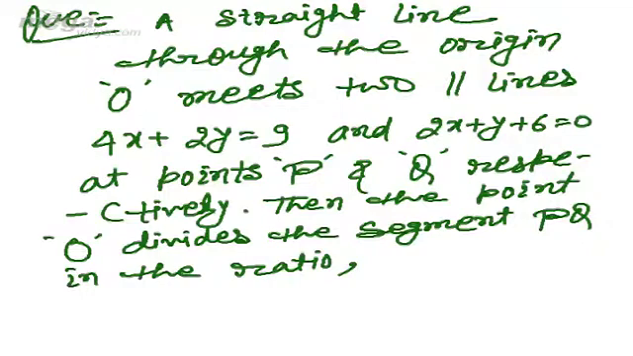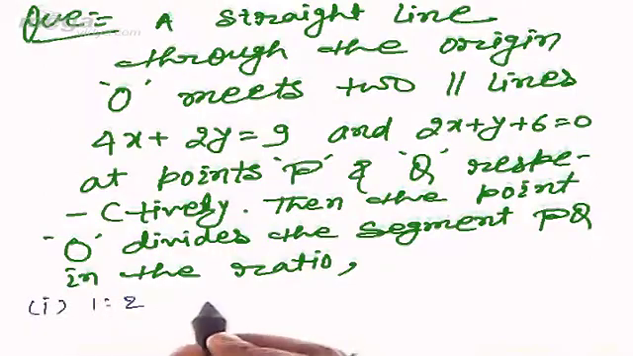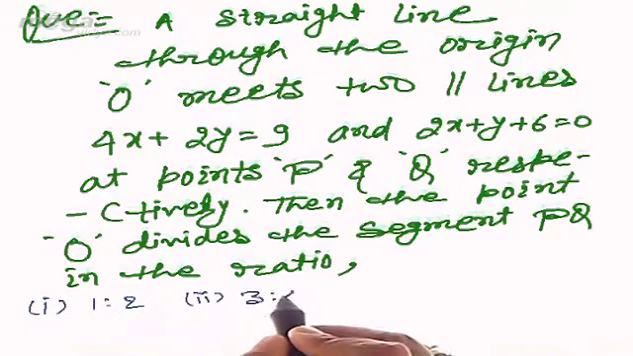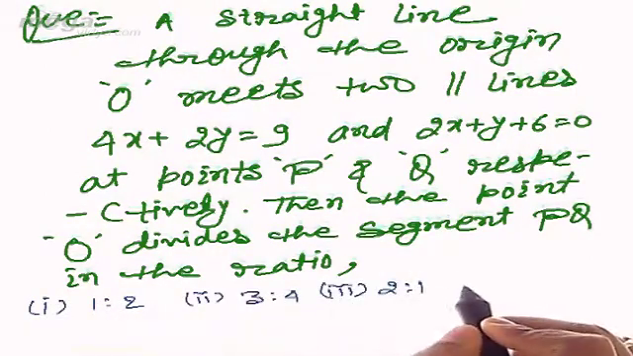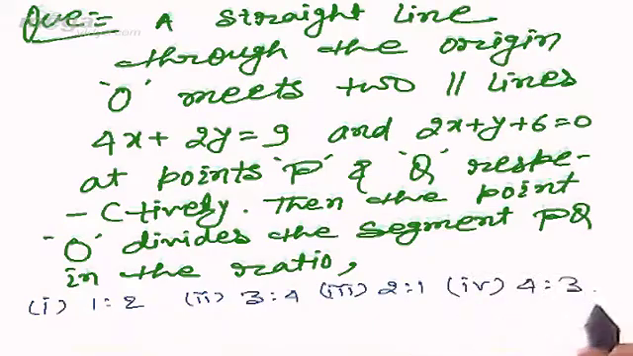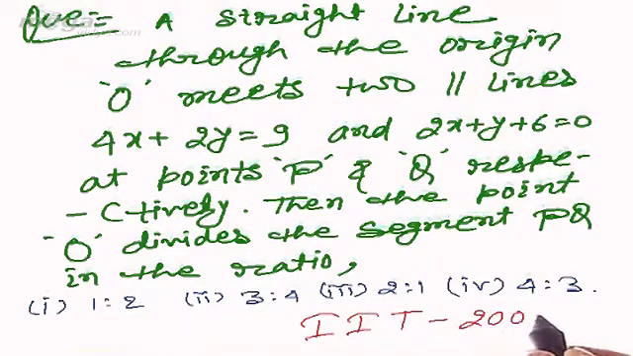And your options are: the first option is 1 is to 2, the second option is 3 is to 4, the third option is 2 is to 1, and the fourth option is 4 is to 3. And this question was asked in IIT 2002.